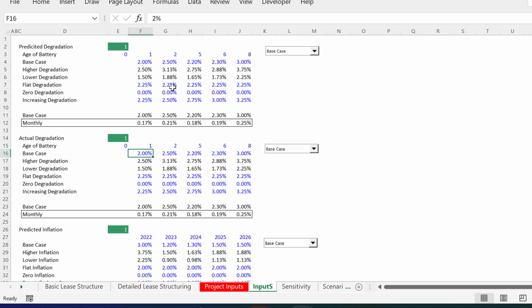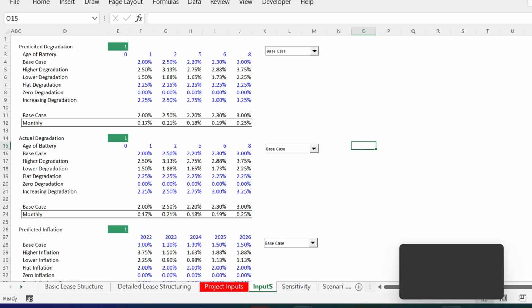And then, of course, I've said that we're going to put it all into a portfolio. So that's enough of the price structuring of a lease.